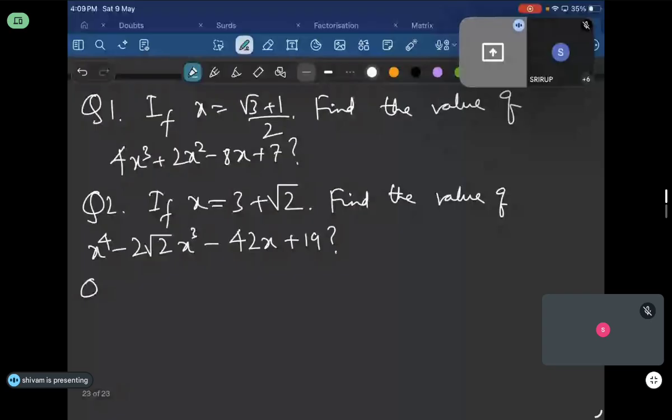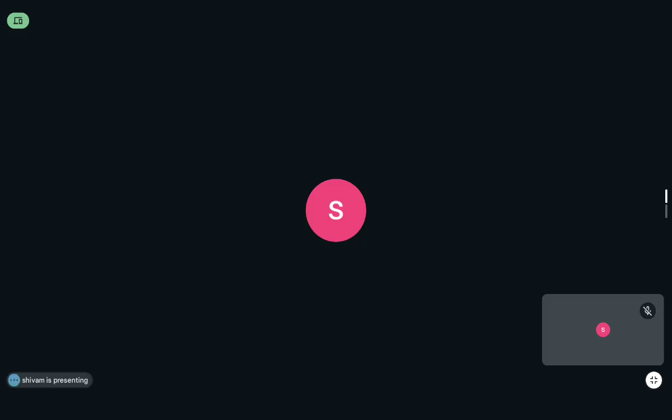Question number 3. If f of x equal to x to the power 2010 plus x to the power 2000 plus 1, find the remainder when f of x is divided by x to the power 4 plus x cube plus x square plus x plus 1. Solve quickly.